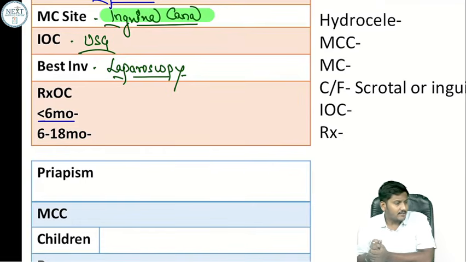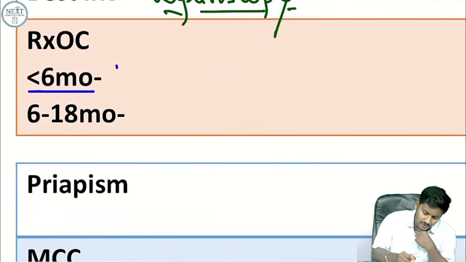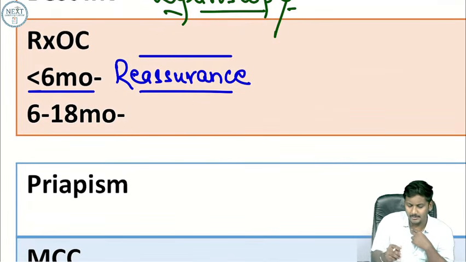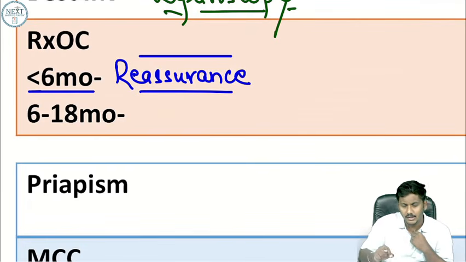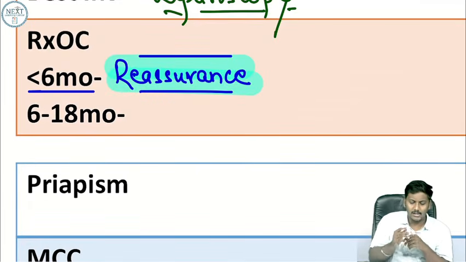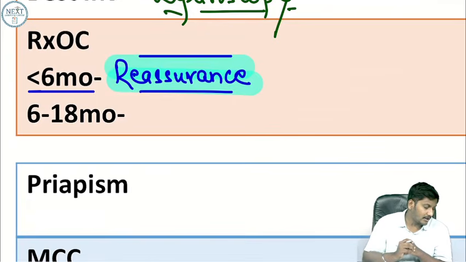Whenever a child less than 6 months of age has been brought to you, definitely the treatment of choice is only observation or reassurance. Okay, the treatment is only observation or reassurance, no treatment is done. Reason is in the majority of children the descent of testis will spontaneously occur between 6 to 9 months. The testis descent is going to happen on its own up to 6 to 9 months of age. That is why before 6 months we don't treat the child. That is what is important to be remembered. Clear? So that has to be kept in mind.